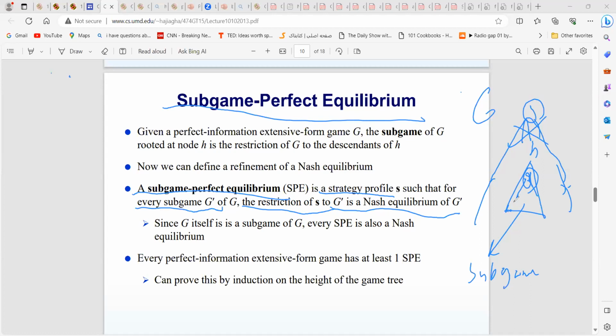Of course, because G itself is a subgame of G, rooted at itself, every SPE is also a Nash equilibrium for the whole game. But you want to have this extra thing for every subgame as well. For every proper subgame, which is the one that we are defining: consider any node and all descendants of that, or the subtree rooted at that.